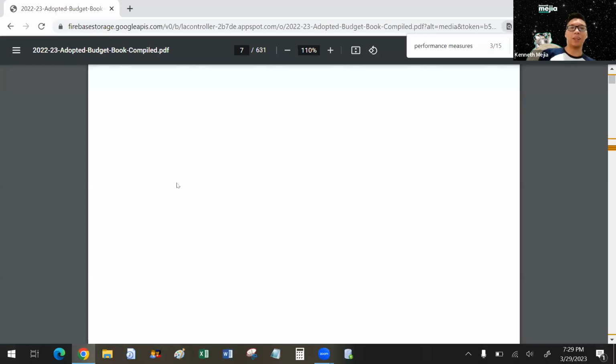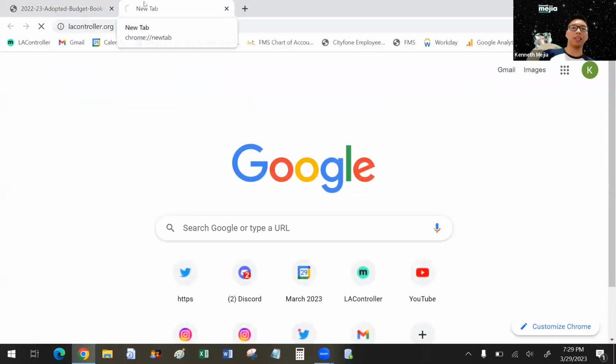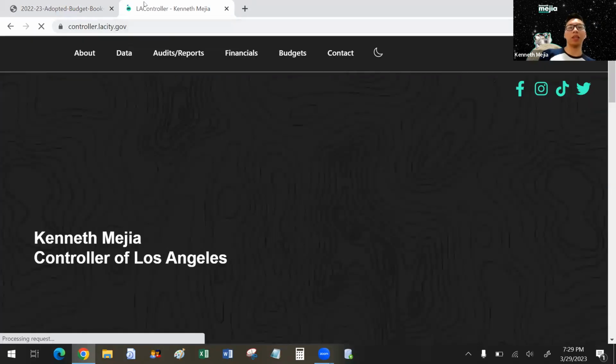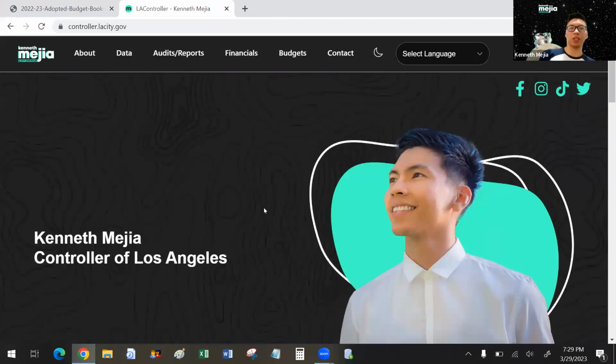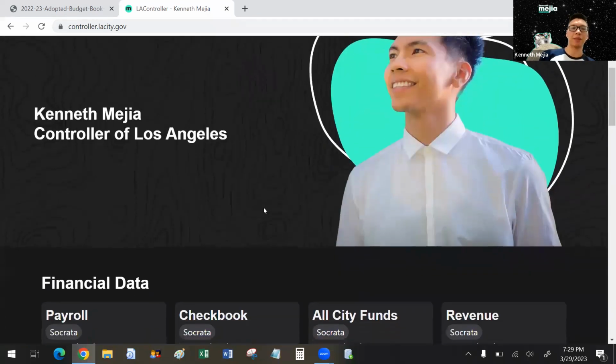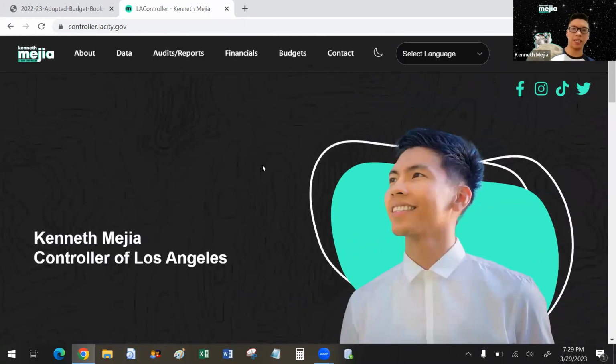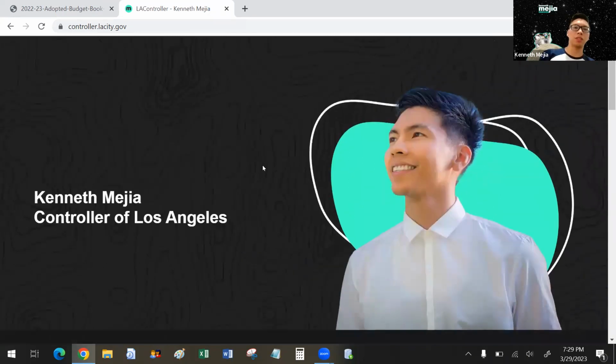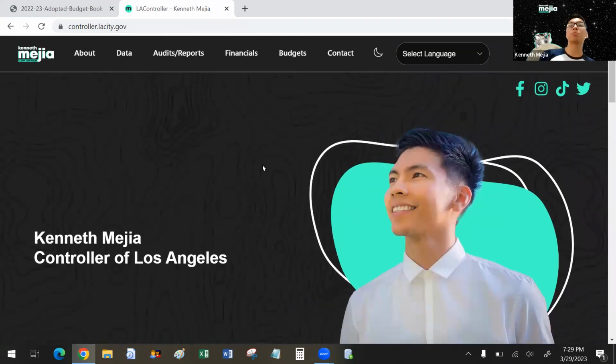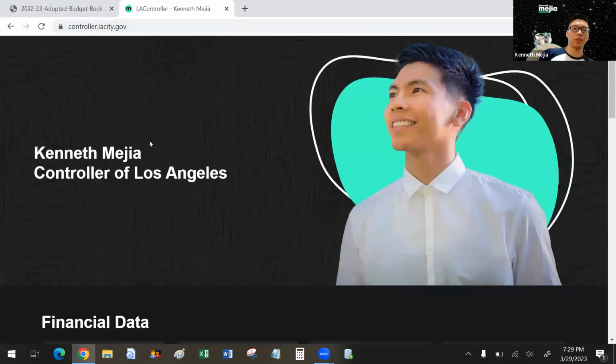The next half, because we are at the halfway point, is to teach you all how to use the checkbook, which is our website that we created. It was created under the previous administration. This is a useful tool to tell you how much money the city of LA is spending on third-party vendors. The way you access it is you go to controller.lacity.gov, and then you scroll down.